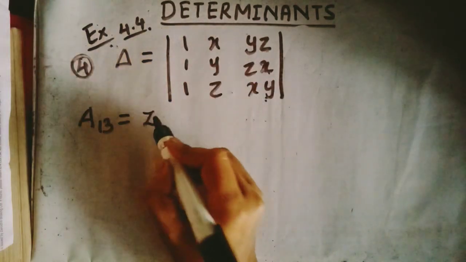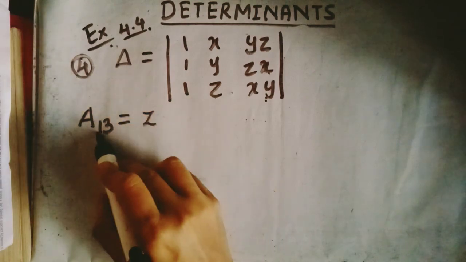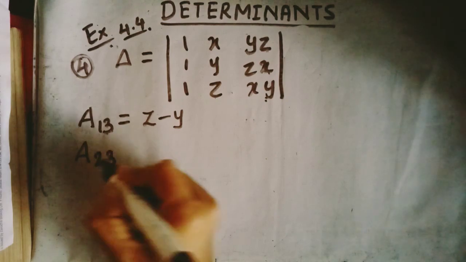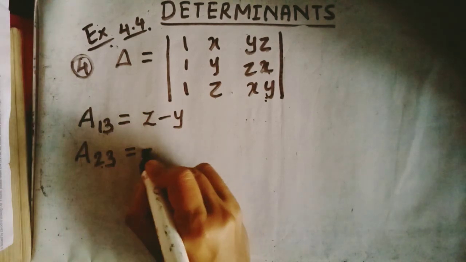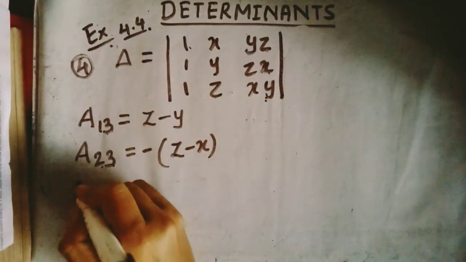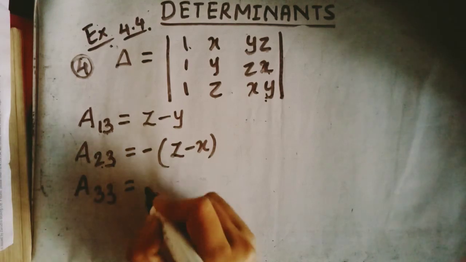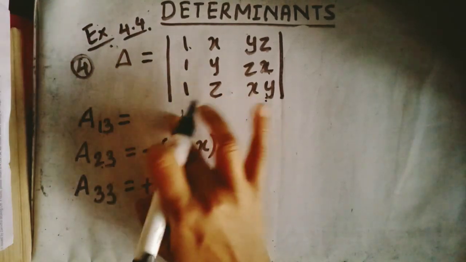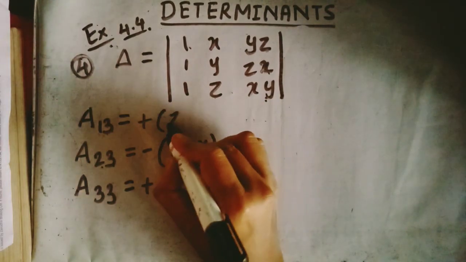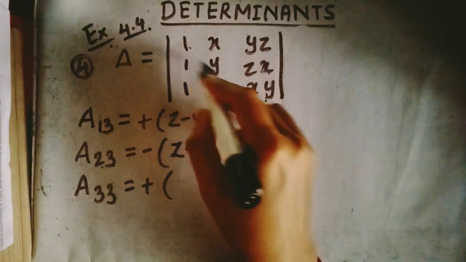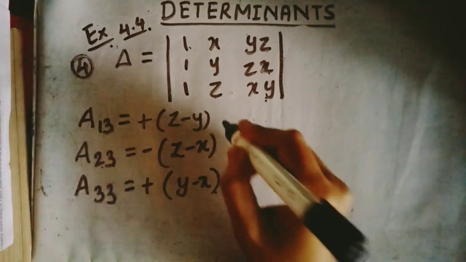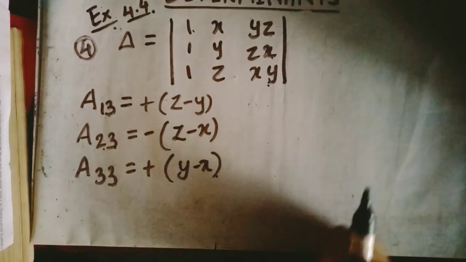So A13 cofactor is, okay, 1 plus 3 is 4, so plus z minus y. Then A23, this becomes 5, right? So you will get negative sign. So z minus x. And A33, this is again positive. I'll write here positive. Okay. y minus x. Okay. So now you have to find the determinant.